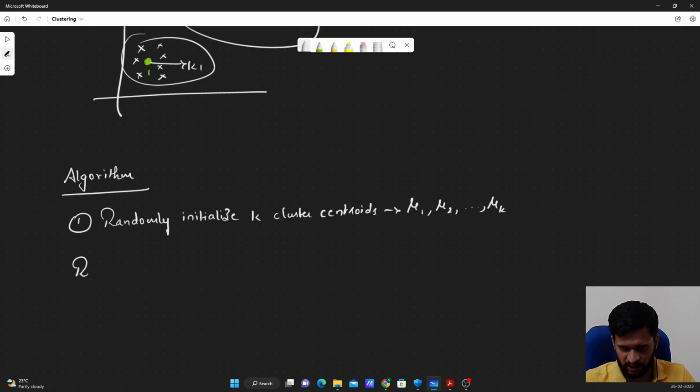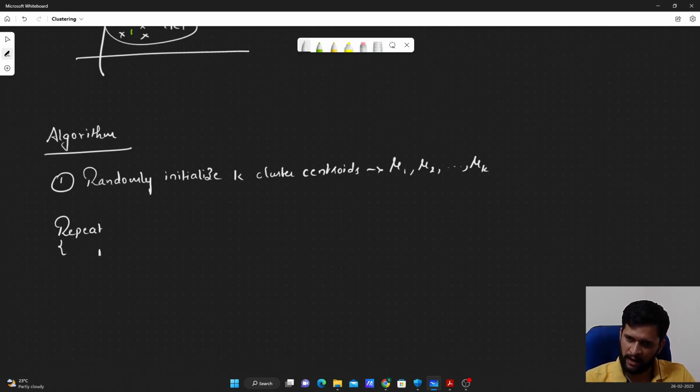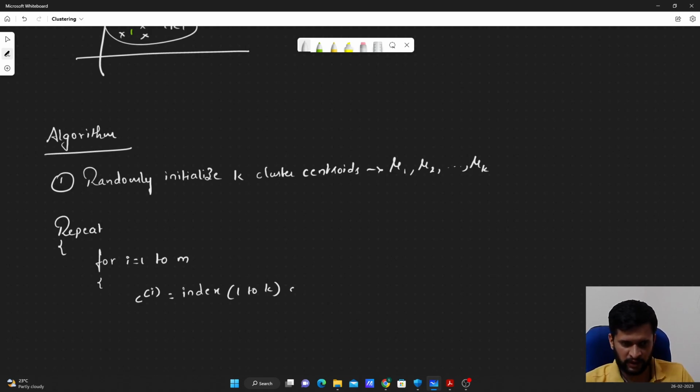Now after initializing, we will repeat our cluster assignment and move centroid steps, correct? So what do we repeat here? We have m data points, for i equal to 1 to m, we will find the index, from 1 to K. These are the indices of cluster centroids, correct? For each data point xi, we will assign a cluster index, and that is denoted as ci, right?